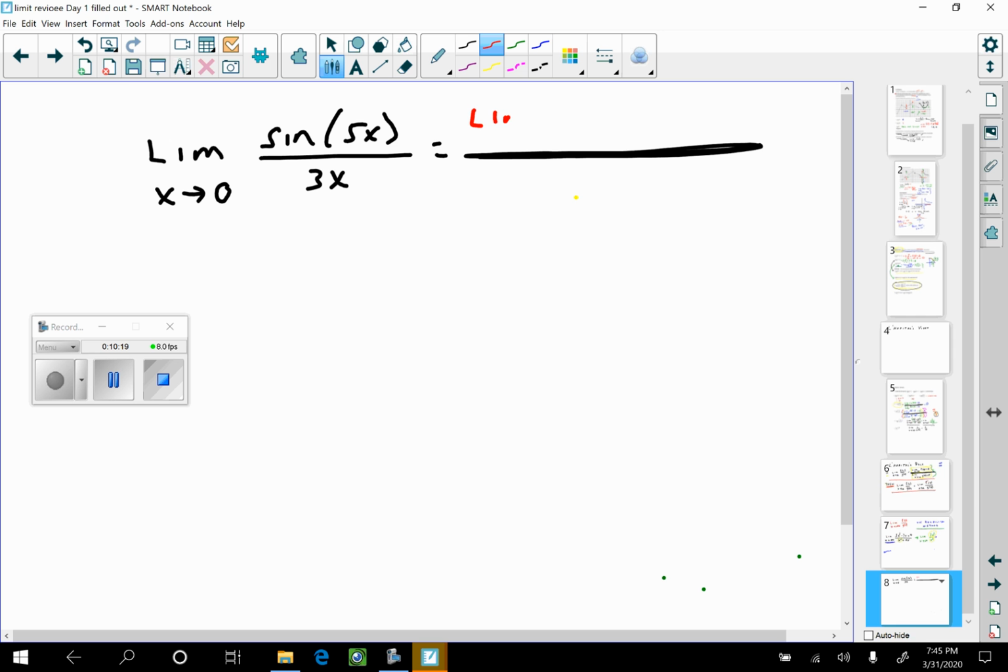The limit as x goes to 0. And I hope that you write this step, because I'm going to have to take off if you don't. This is the most important step right here.